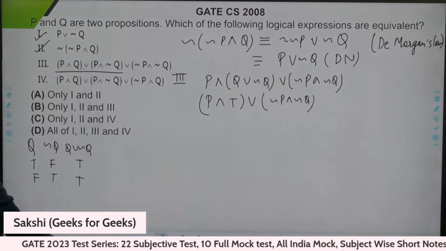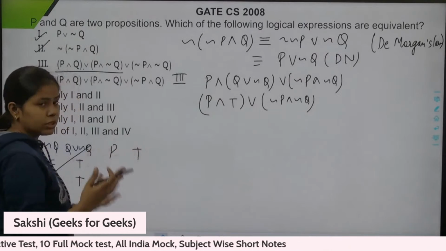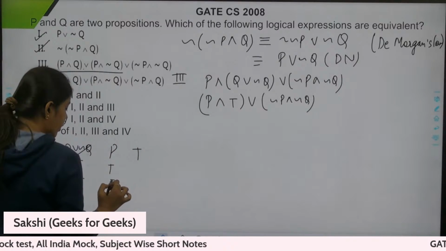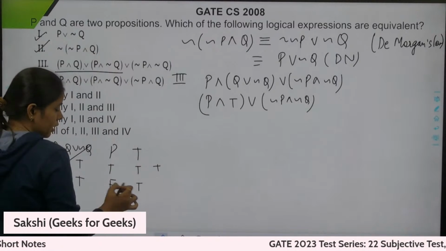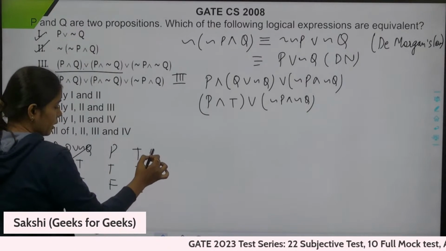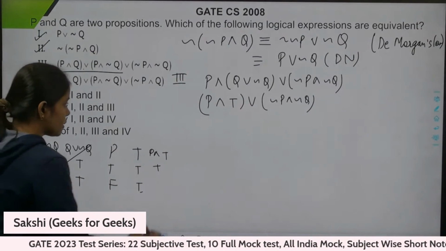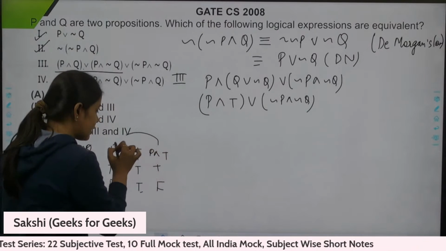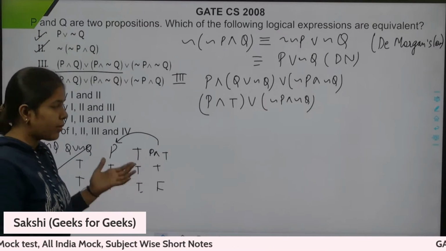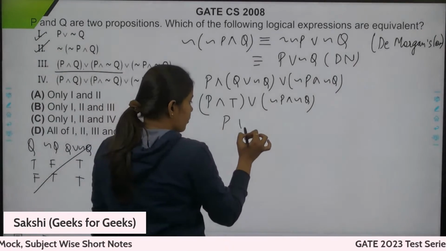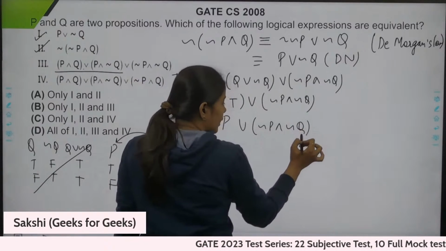Now this P and true, let's see. Let's suppose we do not remember the laws, in that case, if P is true, I'll get a true. If P is false, P and true, I'll get a false. So that means this will give me nothing more, it will give me the same as P. So can I write it here, P or negation P and negation Q, right?